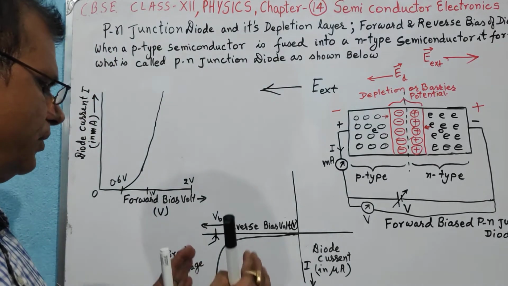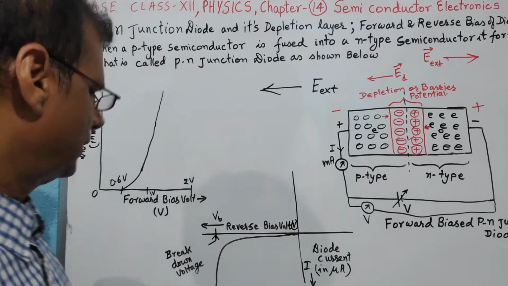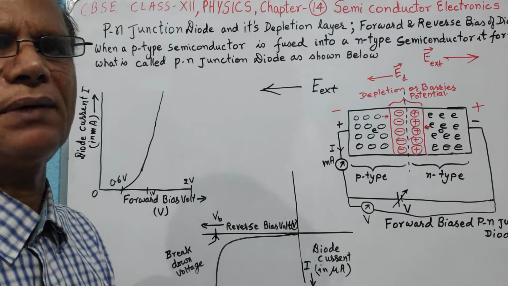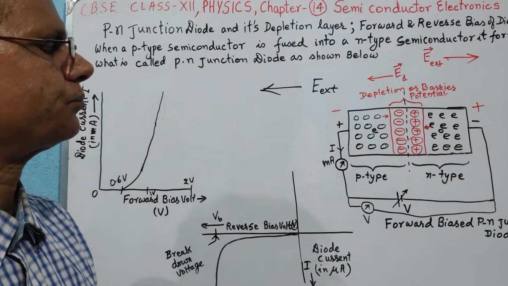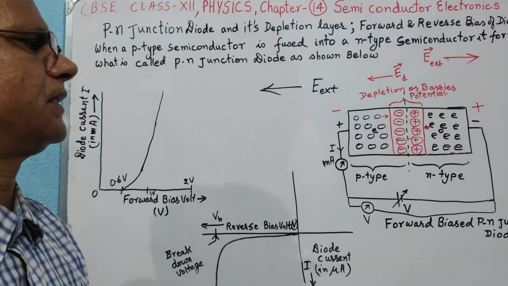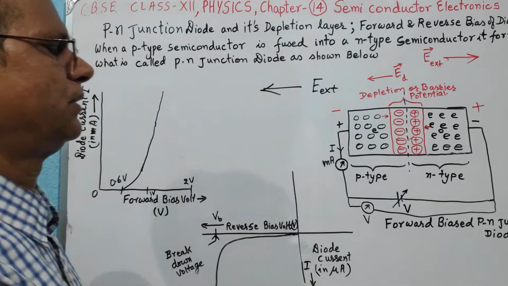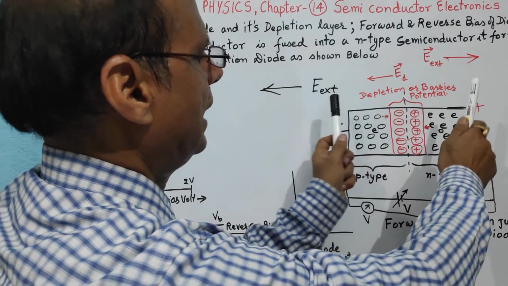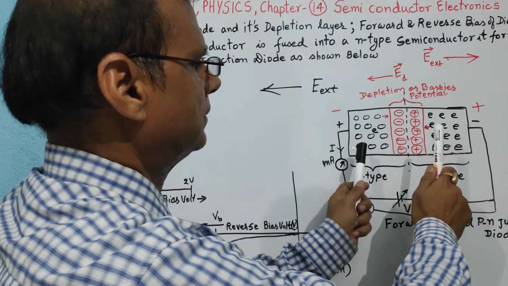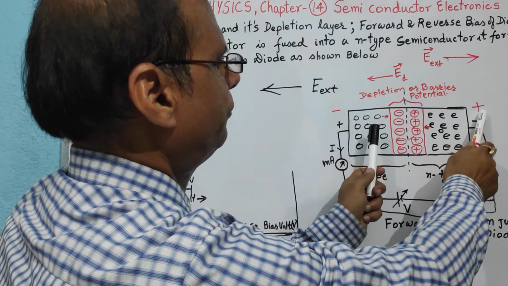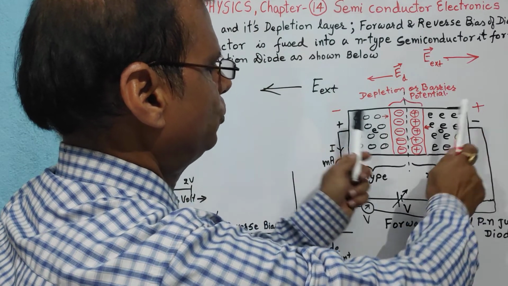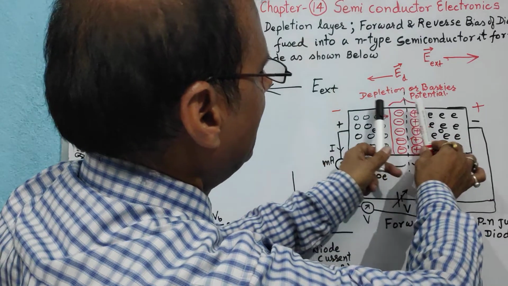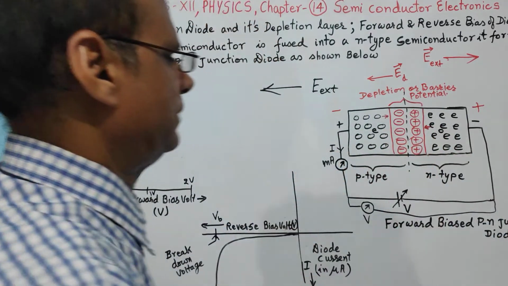However, for a particular reverse bias voltage, the current starts increasing very abruptly. That particular voltage of reverse bias is known as the breakdown voltage. Why this happens, let us understand. As we increase the reverse bias voltage, the thickness of the depletion layer keeps increasing, and finally it may overlap the whole p-type and whole n-type region.